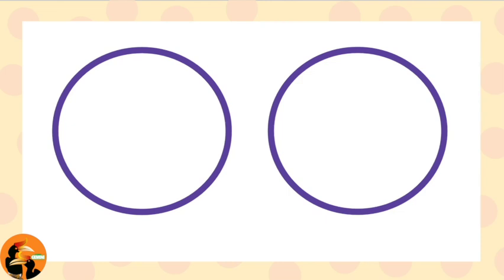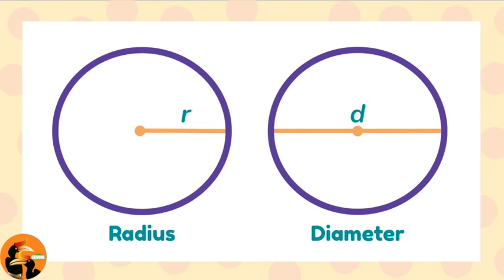Now that we know what area and circumference are, how do we find them? Measuring them directly can be tricky. Instead, we can use the radius or diameter to calculate them. The radius is the distance from the center of the circle to any point on the circle. The diameter is the distance from one side of the circle to the other through the center.